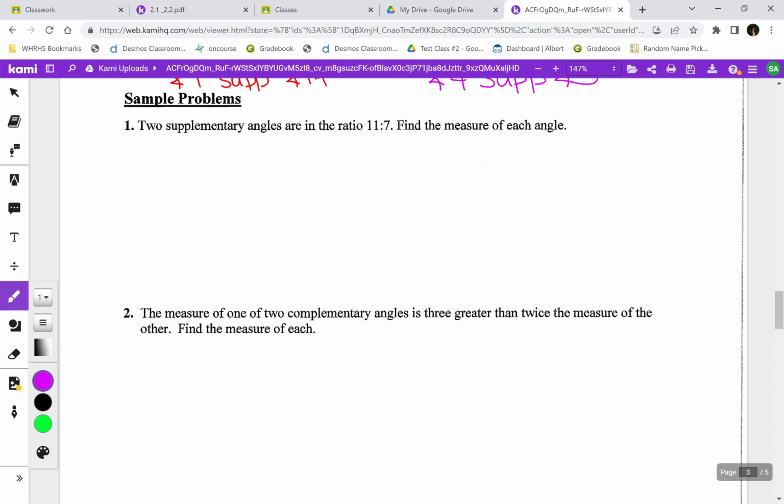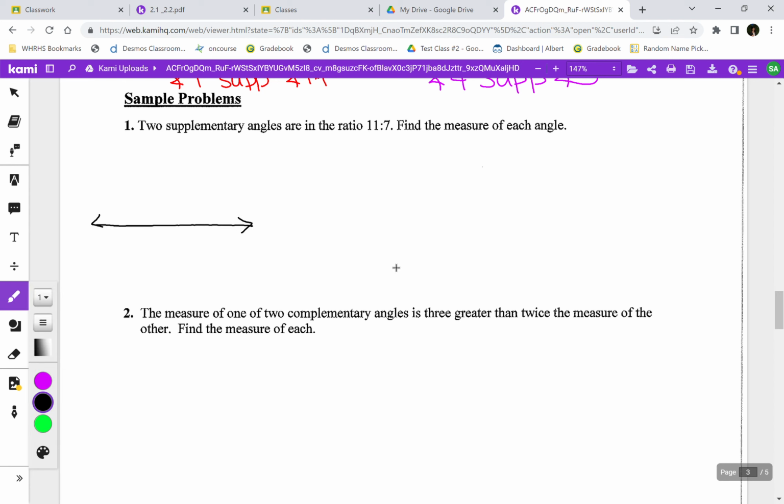So this is what I want you to do with the word problems, and it will always work for you if you do this. If it says supplementary in the problem, draw a straight angle. If it says complementary in the problem, draw a right angle. So supplementary, what are we drawing? Straight angle. Complementary, what are we drawing? Right angle. So two supplementary angles are in a ratio of 11 to 7. Find the measure of each angle. Am I drawing a straight angle or a right angle here? Straight angle. So let's draw that straight angle.